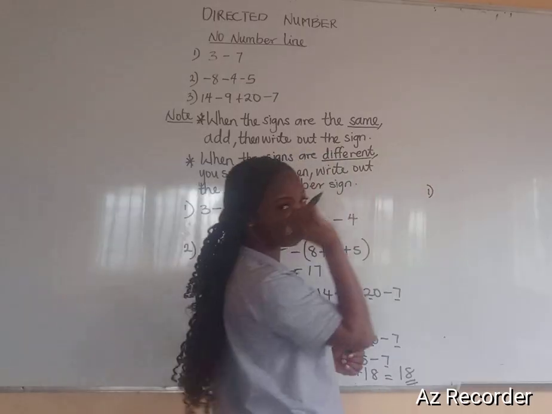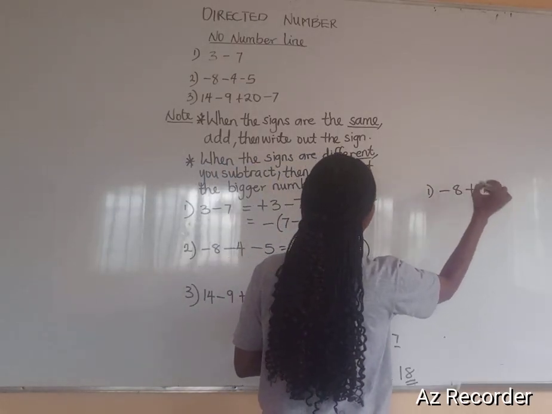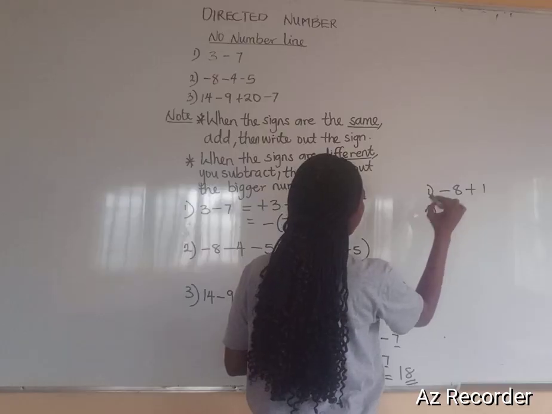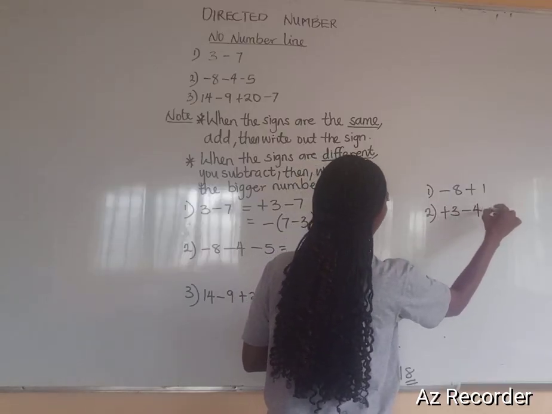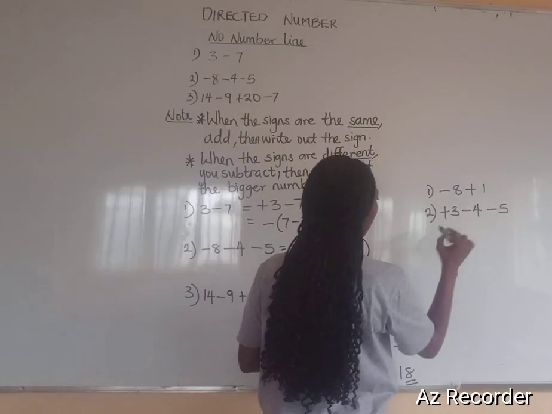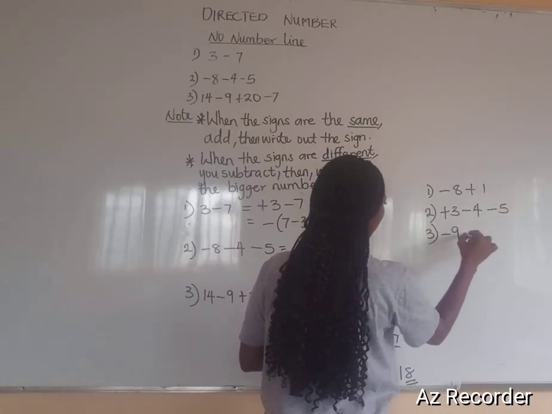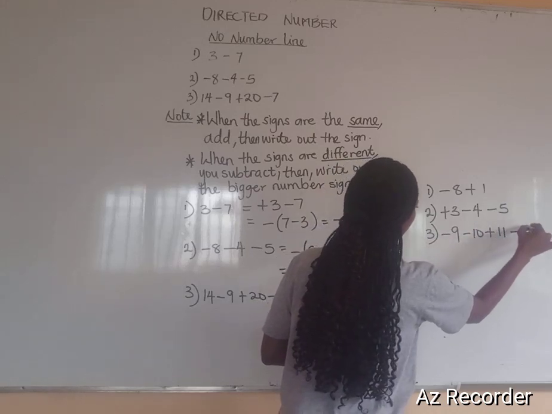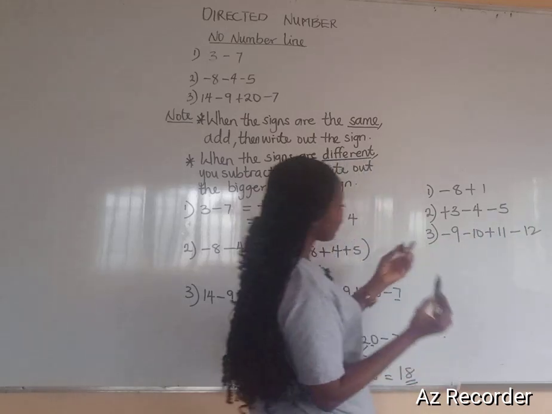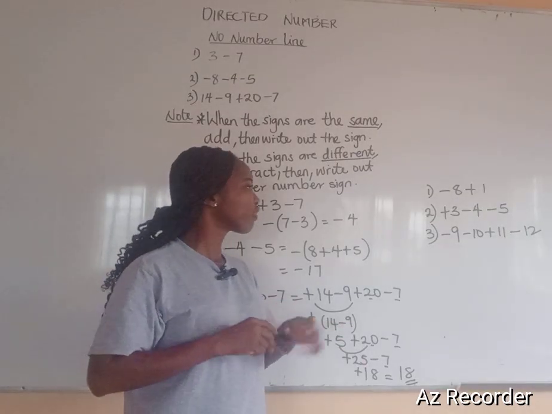Number 1, just try and do this. We have minus 8 plus 1. Number 2, we have plus 3 minus 4 minus 5. And the third one says minus 9 minus 10 plus 11 minus 12.